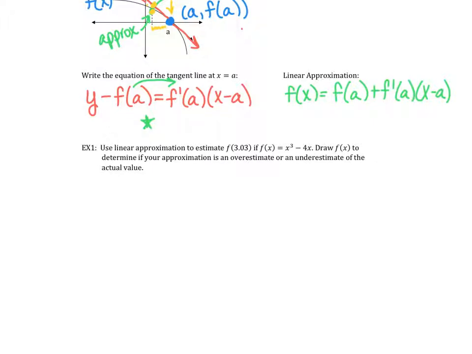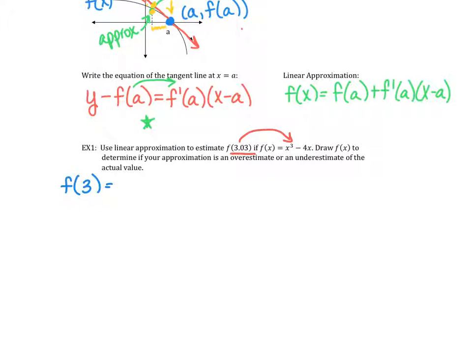It says, use linear approximation to estimate f of 3.03 if f of x is that equation. I'm not even going to do that second part yet, because I want you to understand that you don't have to draw anything to do a linear approximation. The first thing you have to do is write the equation of the tangent line. So you're going to pick a value for your a that is close to this and that you can plug in easily in your head. What's close to 3.03 that I could plug in easily? That's going to be 3. So you're going to find the equation of the tangent line at 3.